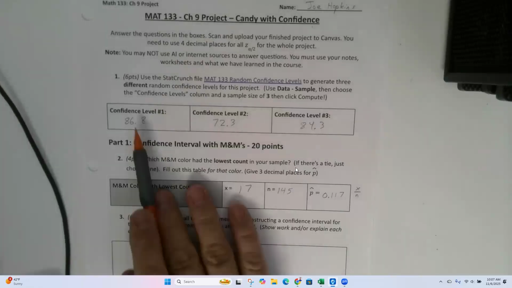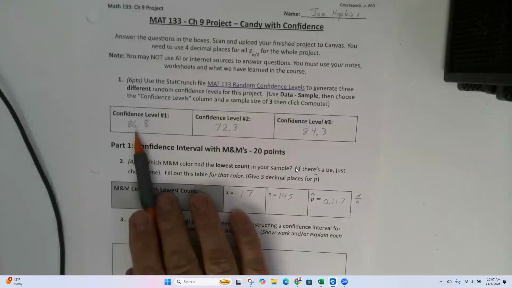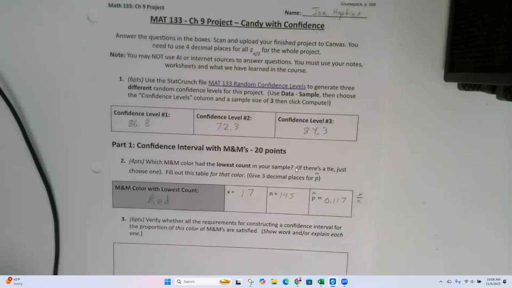In this case, I'm going to be using this confidence level, so I'm going to be 86% accurate. I'm 86% confident that the true proportion of red M&Ms is somewhere in this range. That's the idea behind a confidence interval.